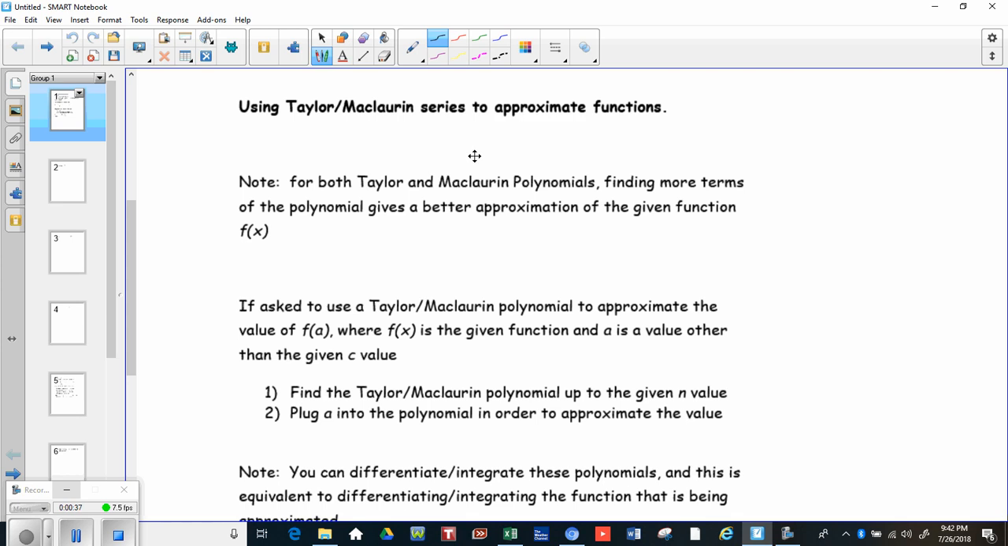So the more terms we can find, the better the approximation is going to be. That should make sense. Just like everything else, the more terms you go with something, the better your approximation is going to be.